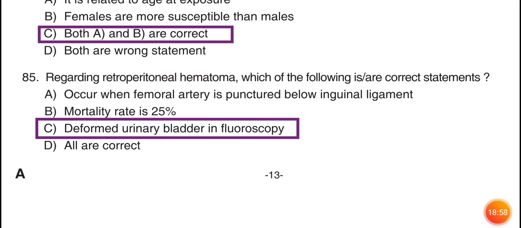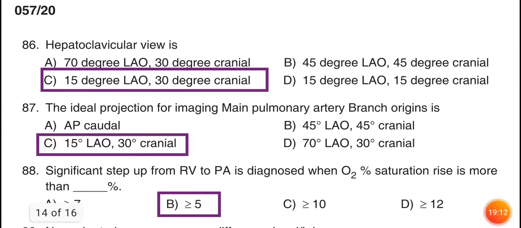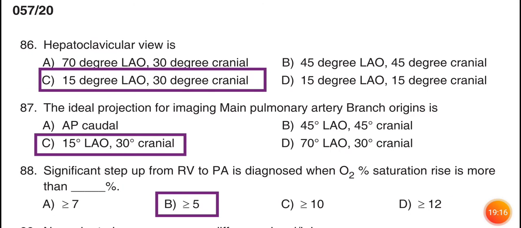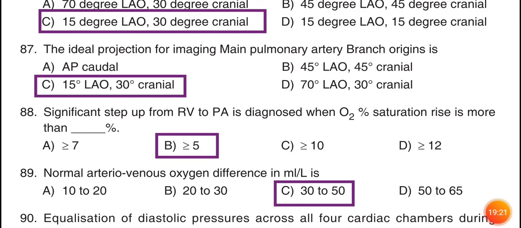85. Regarding the retroperitoneal hematoma, which of the following are correct statements? Option C, deformed urinary bladder in fluoroscopy. 86. Hepatoclavicular view is option C, 15 degree LAO 30 degree cranial. 87. The ideal projection for imaging main pulmonary artery branch origins is option C, 15 degree LAO 30 degree cranial.